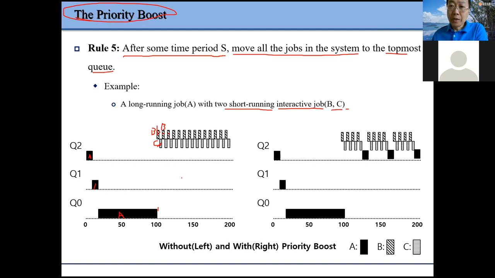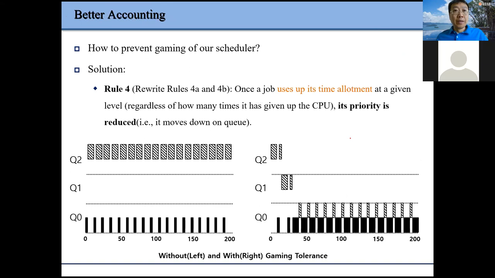So this is why, if we can introduce a priority boost, then we can solve the problem. The idea here is that after, for example, 100 milliseconds, we will do the boost, right? Priority boost. So every job will be placed onto the topmost queue. Then we will have the same priority, because A, B, C have the same priority. Now they can be scheduled in a round robin manner.